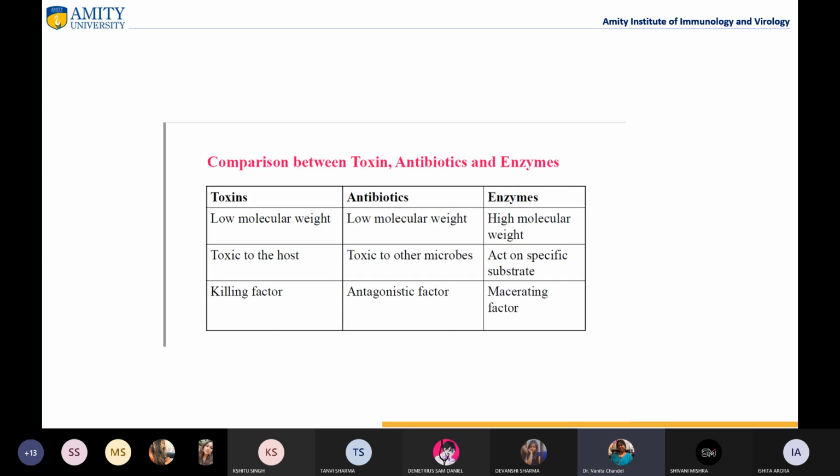If we compare toxins, antibiotics, and enzymes, toxins are low molecular weight, even the antibiotics are low molecular weight, whereas enzymes are high molecular weight compounds. Toxins are toxic to the host, whereas antibiotics which are generated are toxic to the microbes, right? We are using antibiotics against the pathogens, and enzymes, we know they act on a particular substrate. Toxins have a killing factor, whereas antibiotics have an antagonistic factor, and enzymes make the tissue soft so that the pathogen can get entry into the host, right? Macerating factor, softening of the tissue.